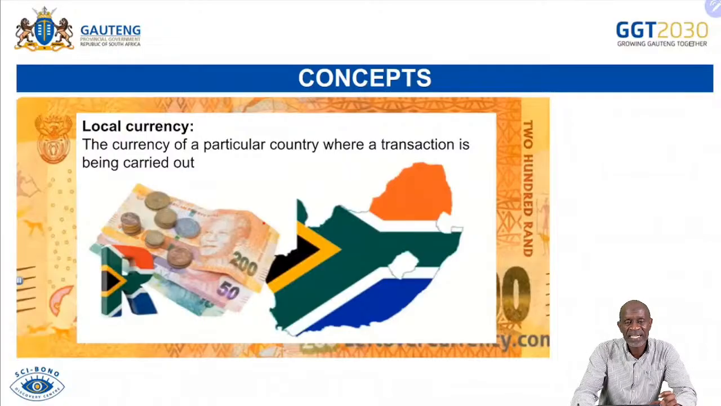Though in certain circumstances, because we are in the one geographical region that is SADC, you may use the rand, but in actual fact, the local currency for Botswana is pula. The local currency for Zimbabwe is Zim dollar. The local currency for Lesotho is Maluti. So the local currency in our country is South African rands. You cannot use Zim dollar to purchase goods and services in this country, because it is not our local currency.